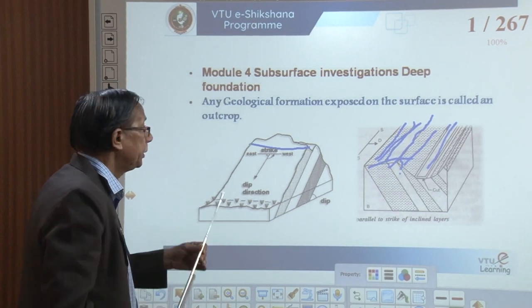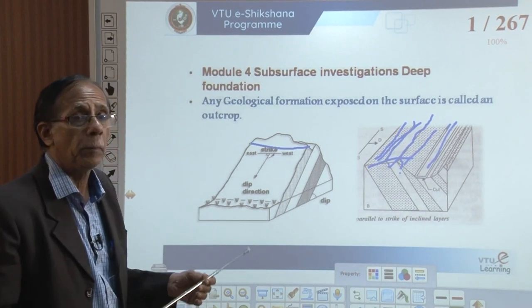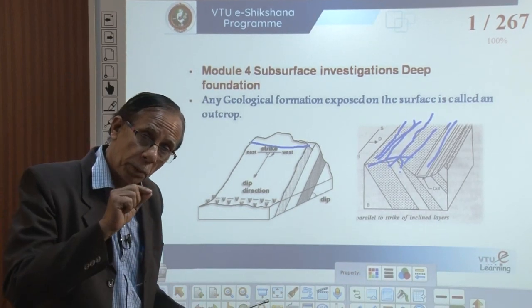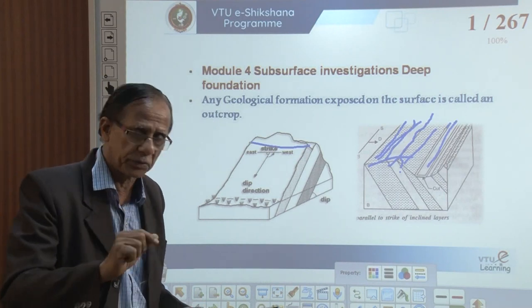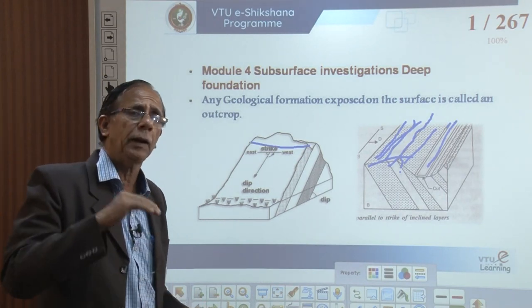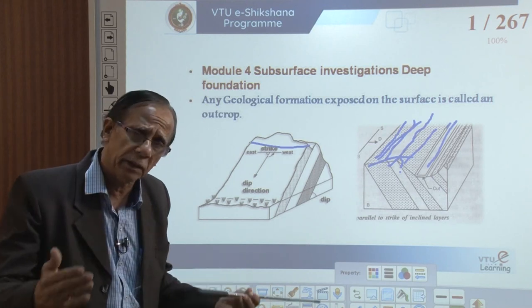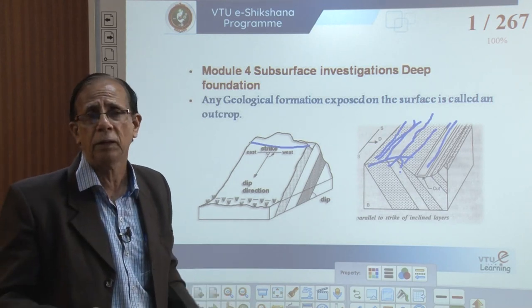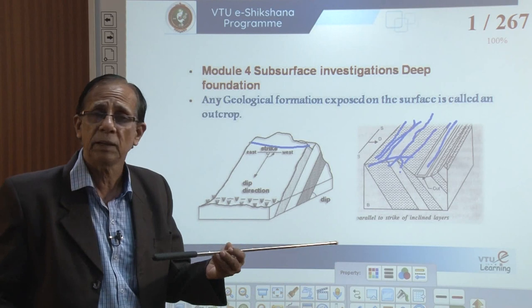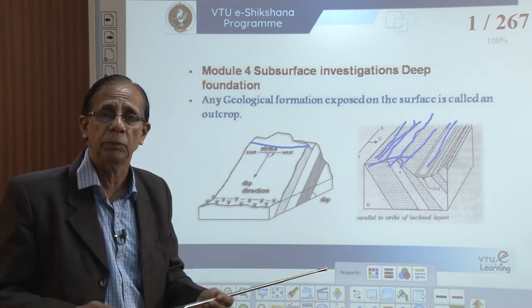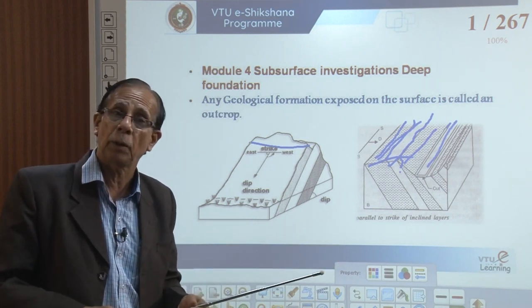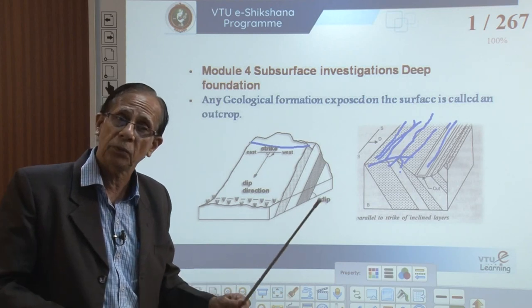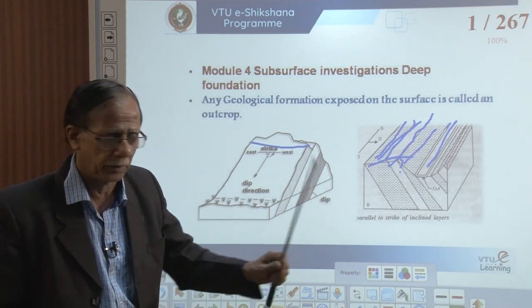So, we have true dip, measured perpendicular to the direction of the strike line, and apparent dip if measured in any other direction with respect to the strike line. Strike is the geographical direction of the line formed by the intersection of an inclined plane with the horizontal.